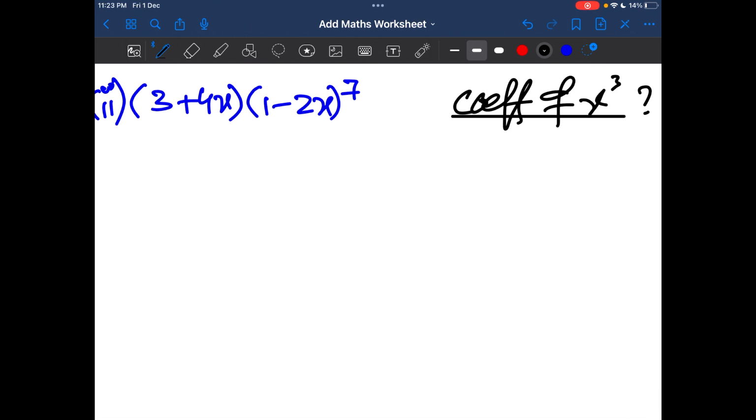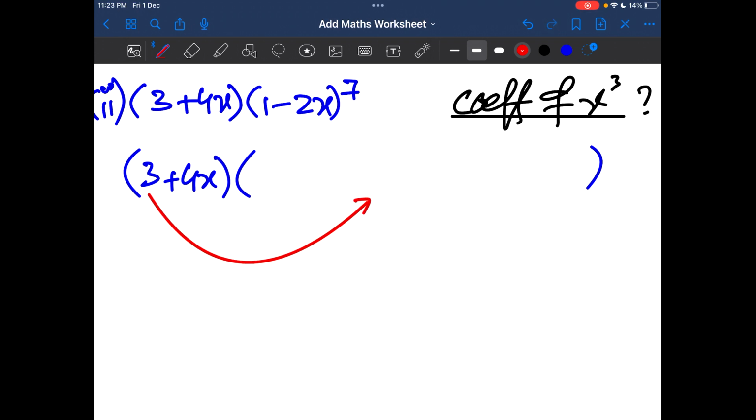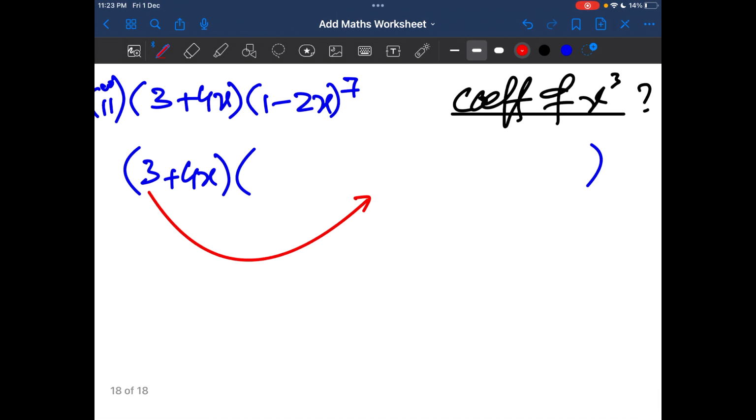We cannot multiply these two binomials right now because we have power 7 in the second binomial. We need to expand this binomial. We'll get 8 terms here. But why do we need to find all 8 terms? Let's use the logic that after final multiplication, we are just interested in the terms which contain x cube. So 3 multiplied by what term of this expansion will result in an x cube?